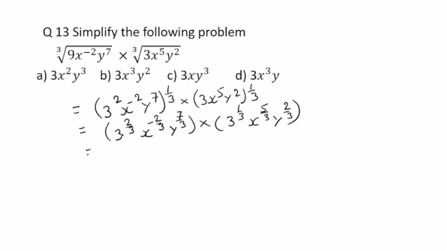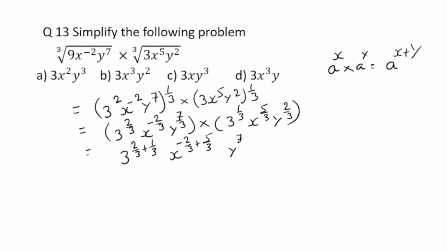If we multiply the exponent of the same base, power is added. That means a to the power x multiply a to the power y, that means a to the power x plus y. Here you go in our question, 3 to the power 2 over 3 plus 1 over 3. Similarly, x to the power minus 2 over 3 plus 5 over 3. Y to the power 7 over 3 plus 2 over 3.